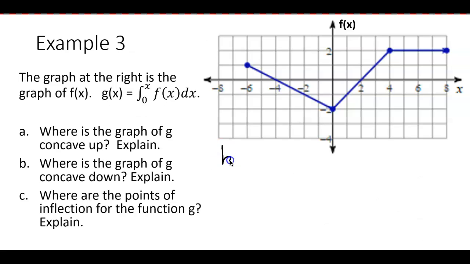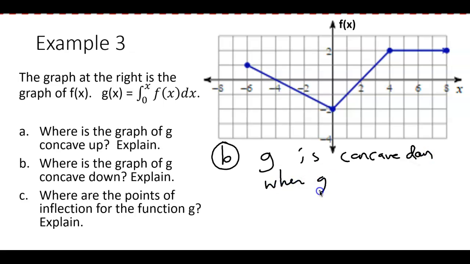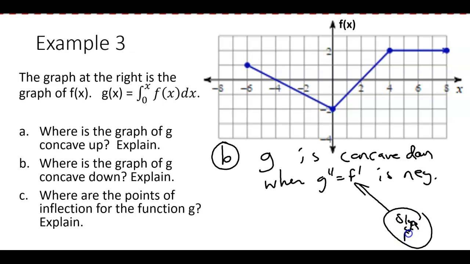Part B, we're looking for where G is concave down. So G is concave down when what? Good job, guys. G double prime is negative. And where does that happen? Where is F prime negative? And what does F prime represent in our minds? The slope of F. Where is the slope of F negative? Negative 6 to 0. Good job.